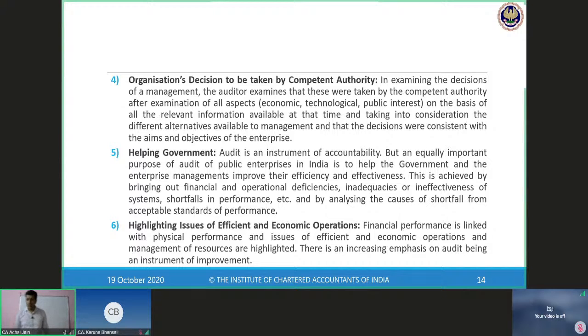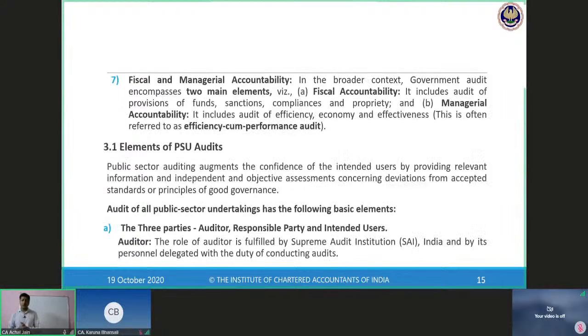So if there are any of those, they are also highlighted. Fiscal and managerial accountability. Government audit encompasses two main elements. First, fiscal accountability, which includes audit of provisions of funds, sanctions, compliances, propriety. Second, it includes audit of efficiency, economy, and effectiveness.